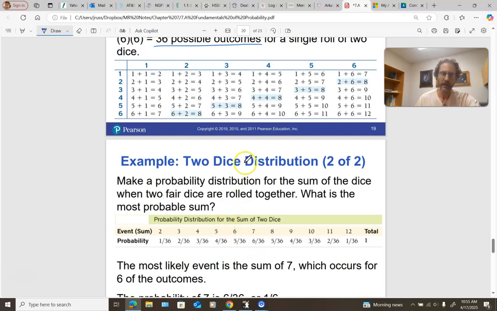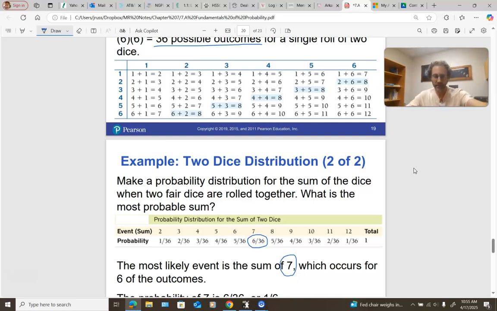And then as far as the most probable event, it's going to be the event that has the highest probability. So 6 out of 36 is the highest probability, so that means that when you roll 2 dice, you're most likely to roll a 7. Or in other words, when you play games that involve rolling 2 dice and you add them together, you're going to end up getting a 7 more than any of these other sums.